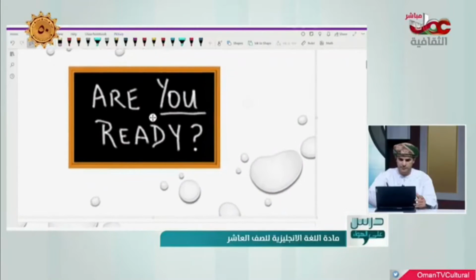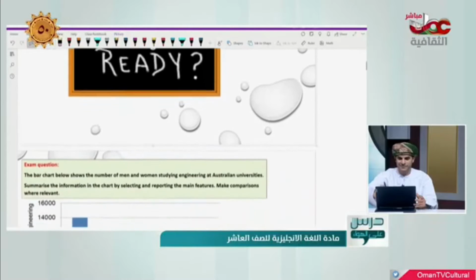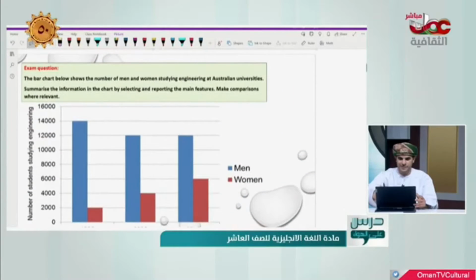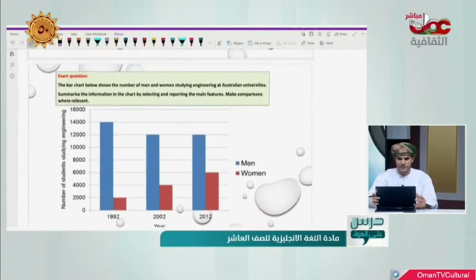So, are you ready? The plane is about to take off. Let's start because we don't have much time.